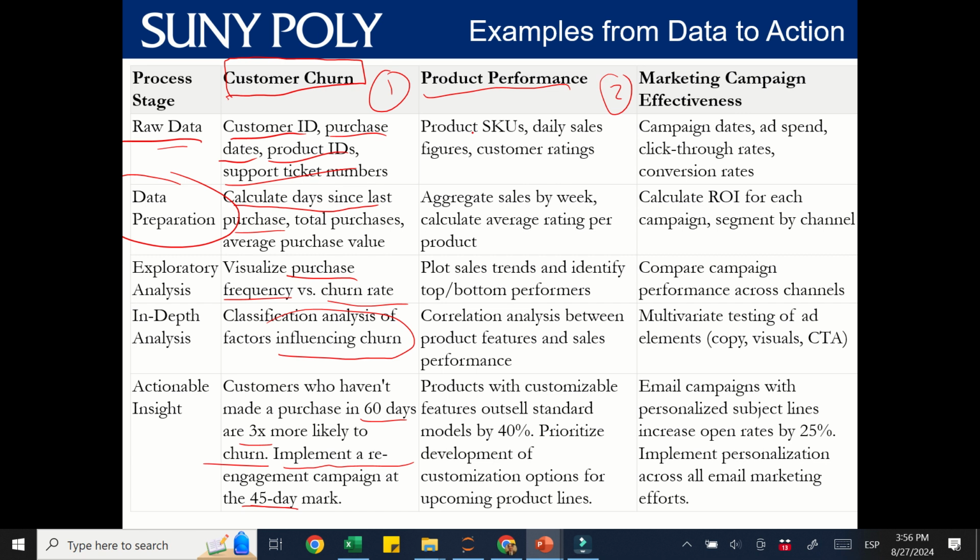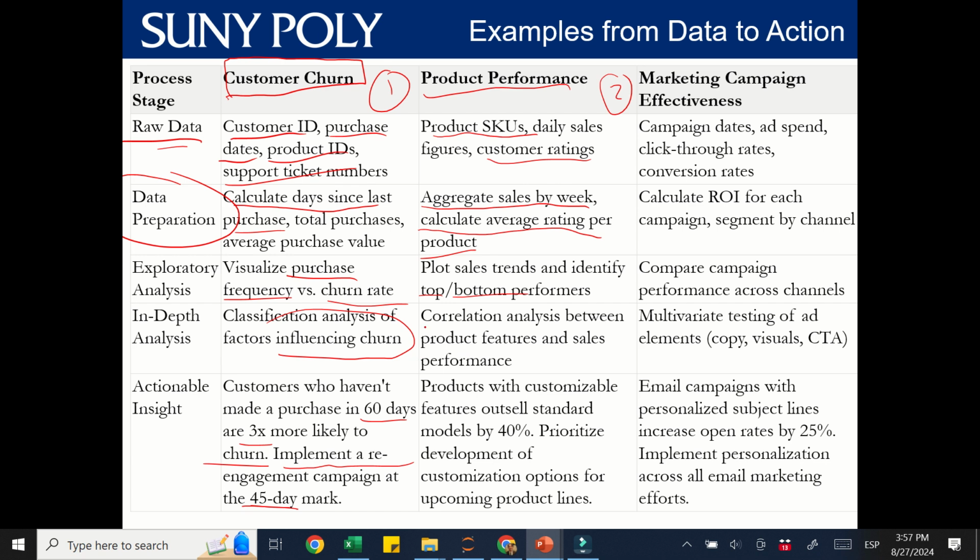Product performance. This is to analyze how good you're selling one product or which products are having problems, are struggling in the sales process. Okay, so the raw data here is product SKUs, daily sales, and customer ratings. Data preparation, so these are the descriptive metrics: aggregate sales by week, average rating per product, so that will give you an idea of the volume of sales and the acceptance in the market. The EDA, so here is to plot the sales trends and identify top and bottom performers, which products are doing really good and which products are having problems.